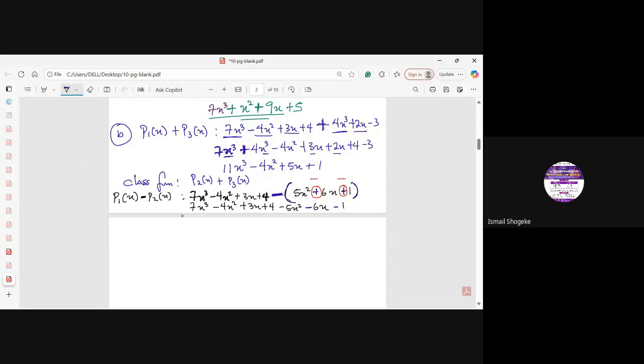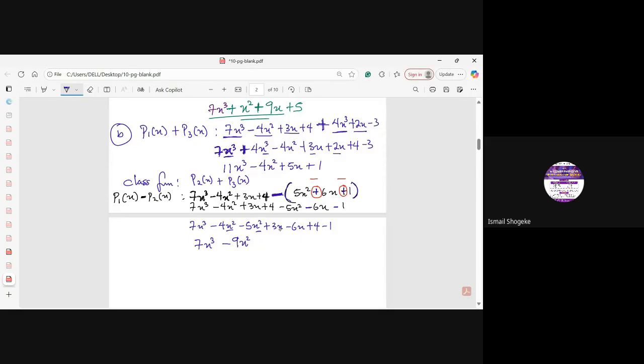Good. Now we can group and say we have 7x cubed minus 4x squared. We bring minus 5x squared again. Plus 3x minus 6x plus 4 minus 1. Now, 7x cubed, we just write 7x cubed. Minus 4x squared minus 5x squared. Don't forget that we will not touch this x squared. Minus 4 minus 5. You are owing a person 4 naira. You are owing another person 5 naira. How much are you owing altogether? 9 naira. So 9x squared. Minus 4 minus 5 is minus 9.